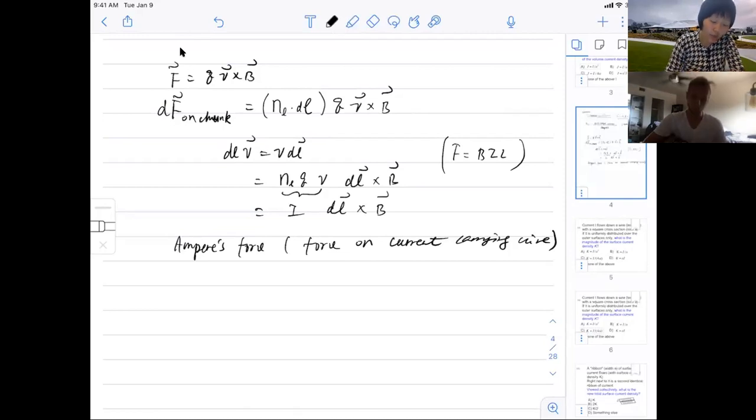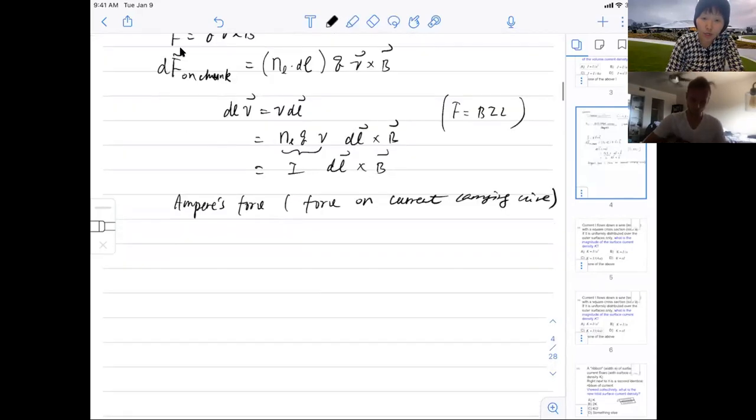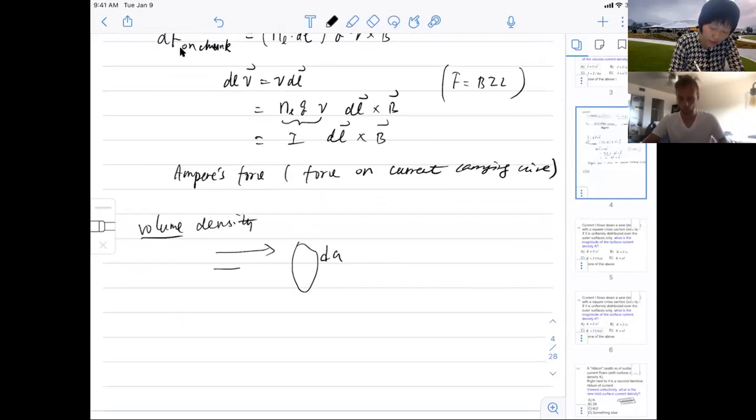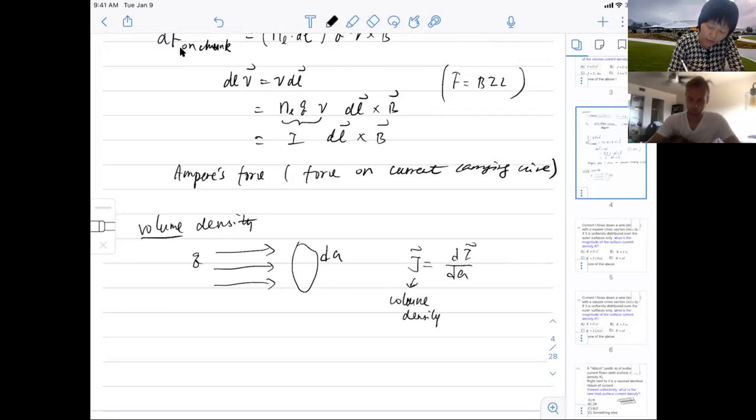We also talked about how it's not always just a line of charge. Sometimes you have, of course, the current flowing through a volume, which means a volume density, with current flowing through the cross section dA. We defined volume density J as dI over dA. It's called volume density, however, it is current over area, okay?